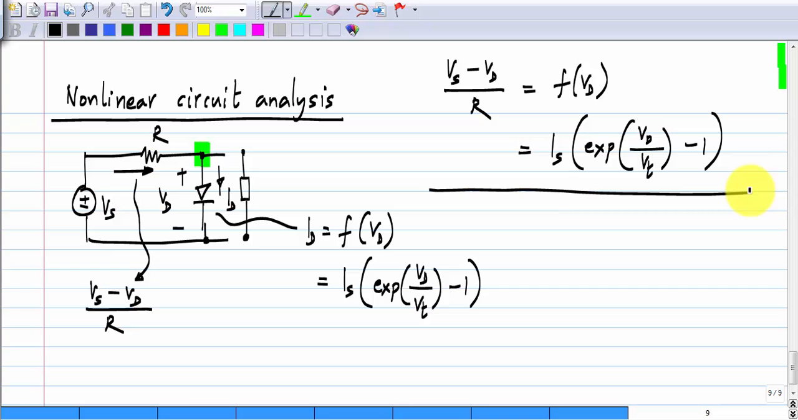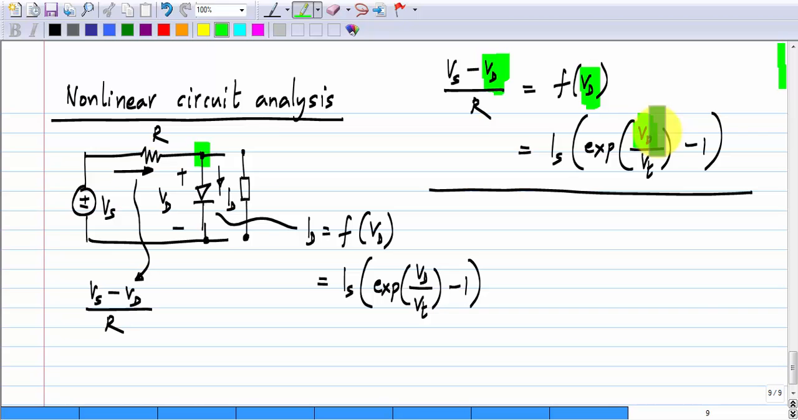Now, there is only one variable here. Vs is the source, we know that. The only variable is Vd. All others are parameters of the components. R is a parameter of the resistor, Is is a parameter of the diode, and Vt is a fundamental constant. So, you may be familiar with solving nonlinear equations, with methods like the bisection method or Newton-Raphson iteration and so on.